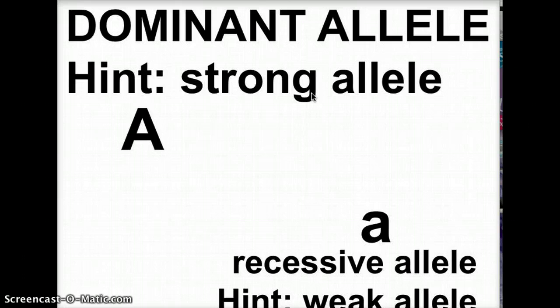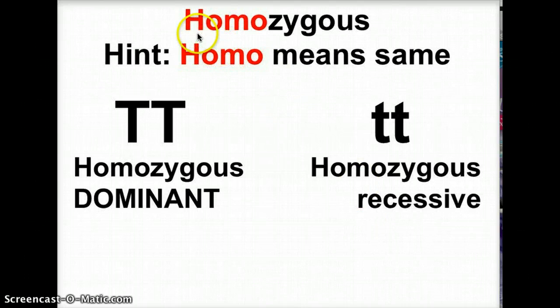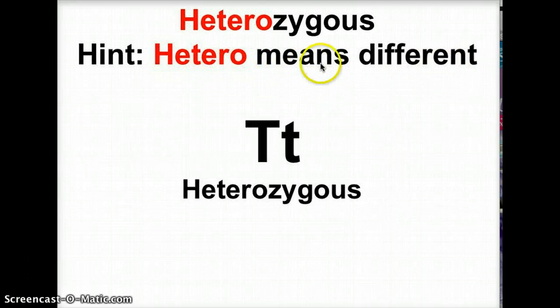Think about the meaning of these words. Dominant is a strong allele. Recessive is a weak allele. Think about the meanings of the prefixes. Homo means same. Hetero means different.